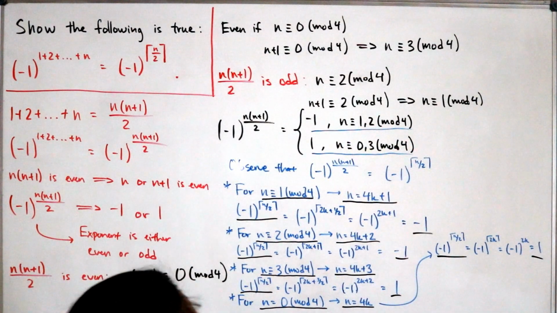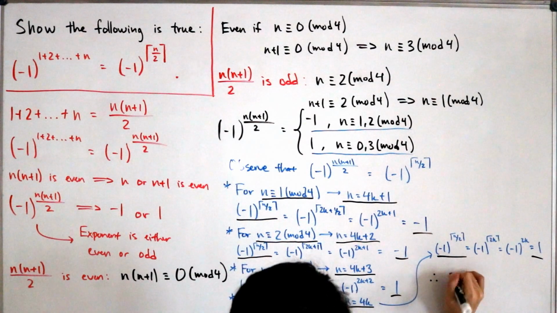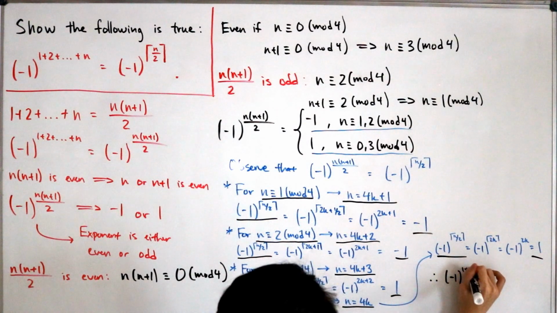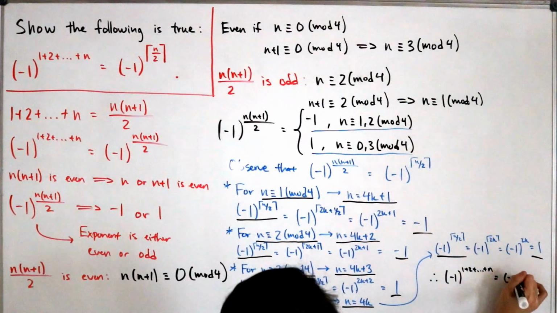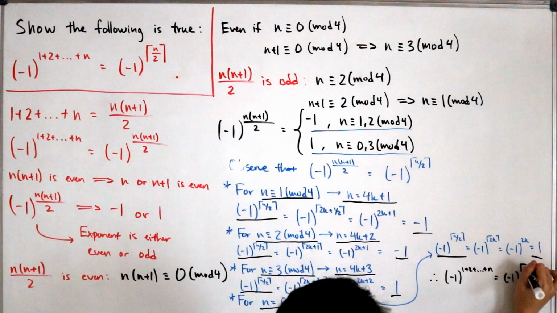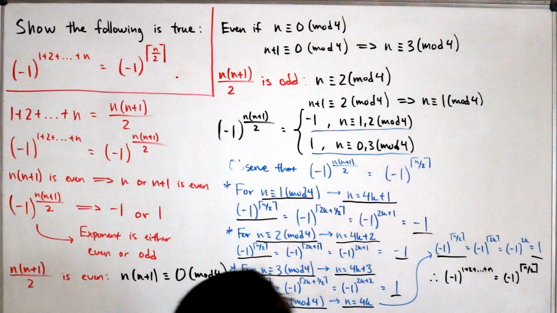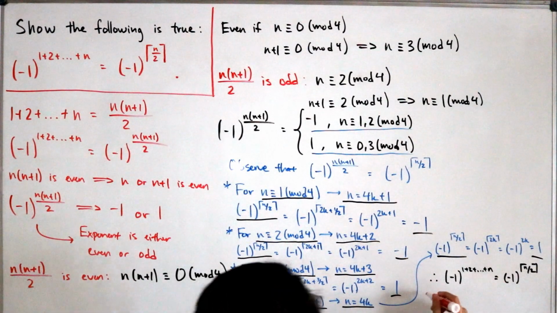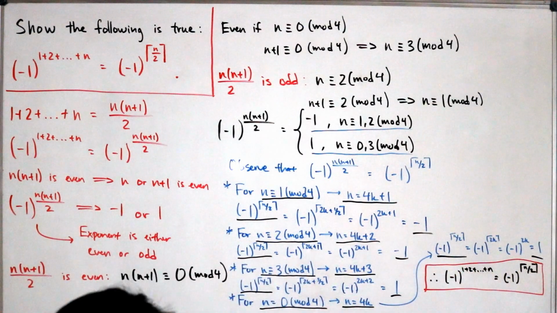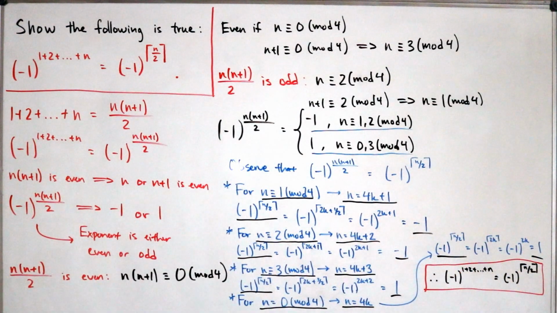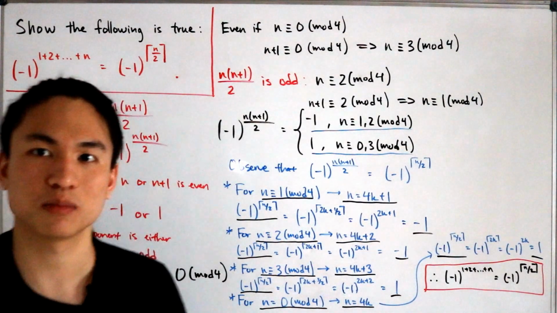Therefore, we can go back and finally conclude that negative 1 to the power 1 plus 2 plus all the way up to n is indeed equal to negative 1 to the power the ceiling of n divided by 2. And just like that, we have proved our equality, and therefore the video is complete. This is a really interesting equality, especially in the world of number theory. That's pretty cool if you ask me.